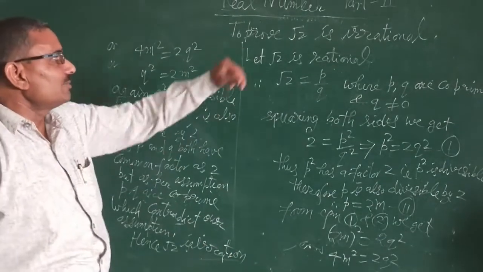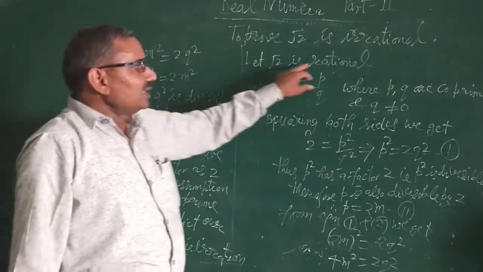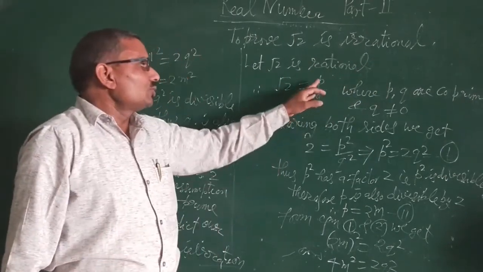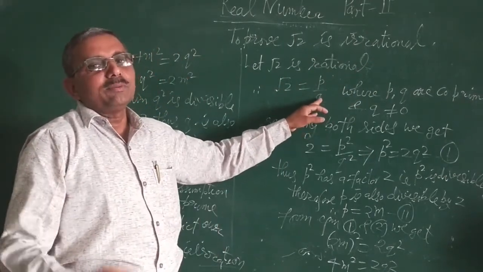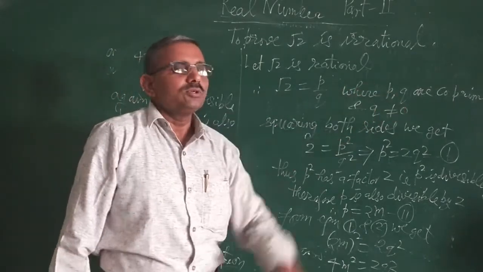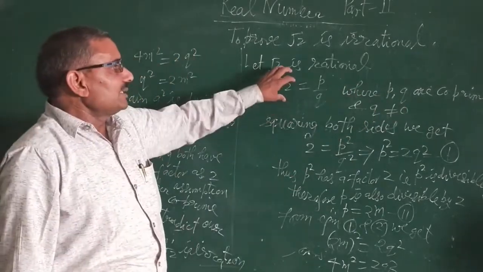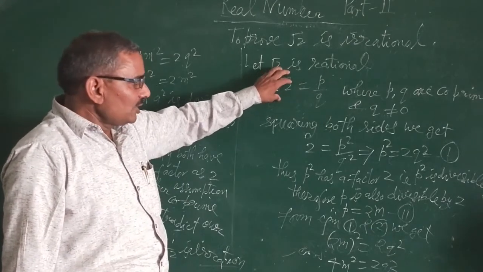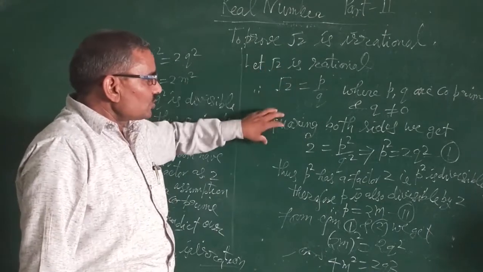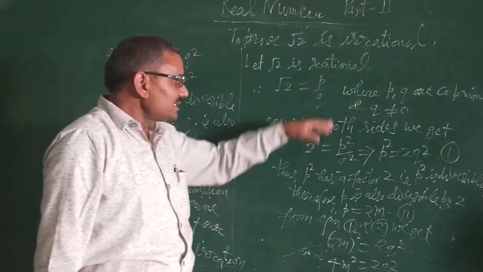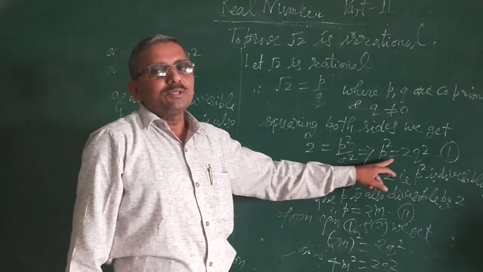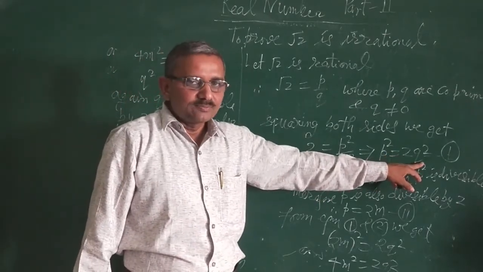Again let us observe once again. Let under root 2 be a rational number. So under root 2 is equal to p upon q, where p and q are co-prime and q is not equal to 0. We have supposed that under root 2 is rational, so this can be written in this form. Squaring both sides, we get 2 is equal to p square upon q square, or p square is equal to 2q square.